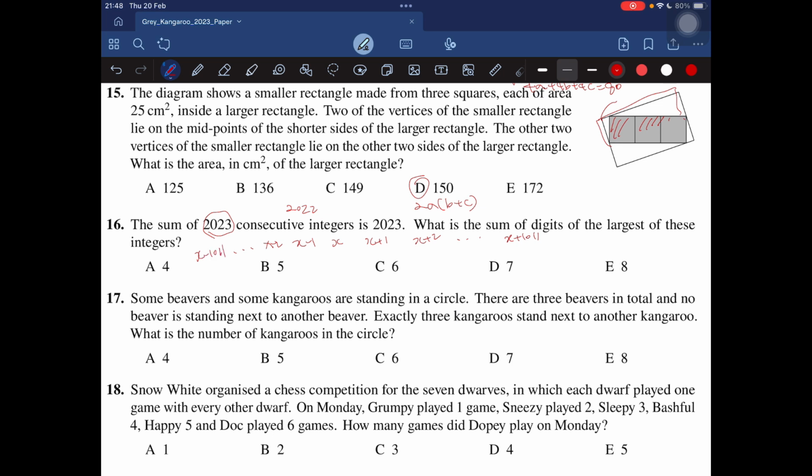When we add them together, this and this, we don't have 1011 anymore. So now 2023 x becomes 2023. So x equals 1. So the largest number is 1012. When we add the digits, that is 4.